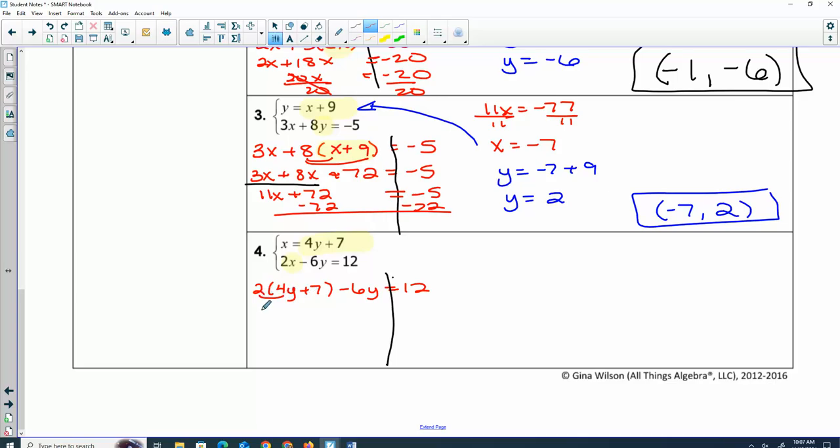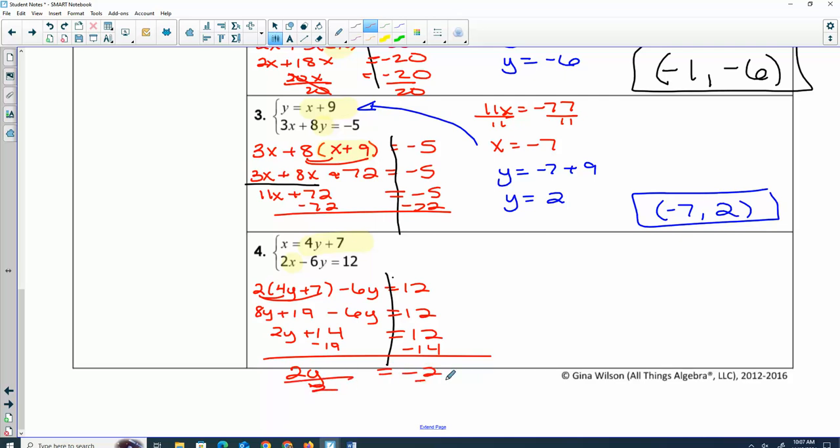Distribute my 2, so we get 8y plus 14 minus 6y equals 12. 8y minus 6y is 2y plus 14 equals 12. To move the 14 over, we subtract it. So we get 2y equals -2. Divide by 2, and y is -1.